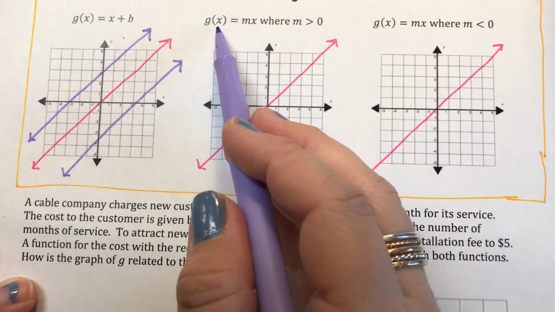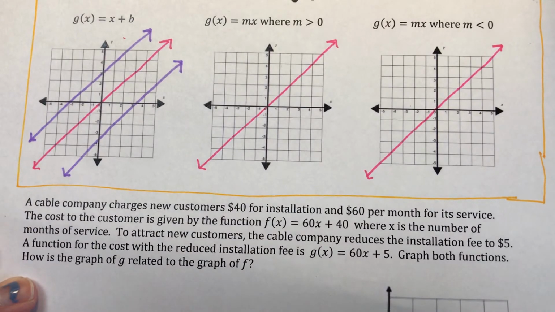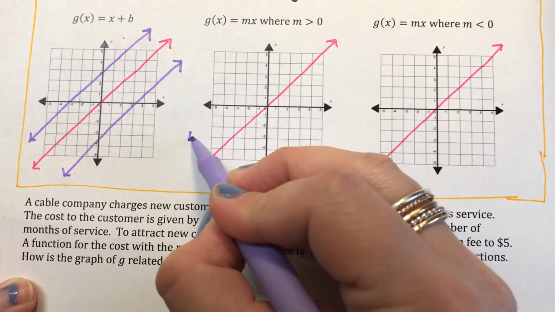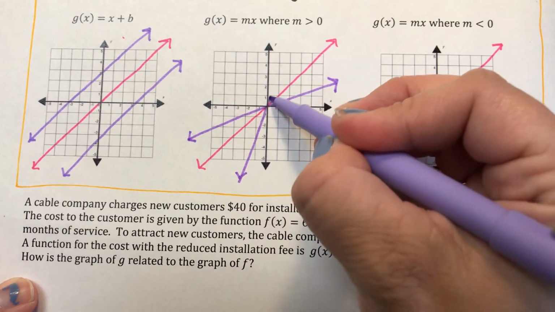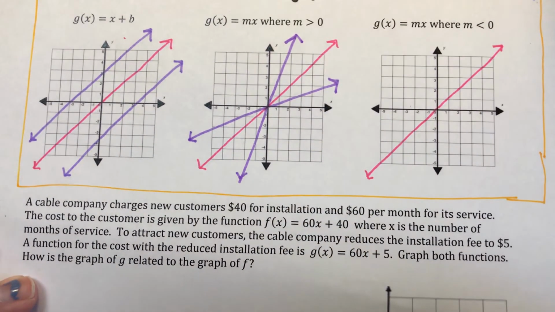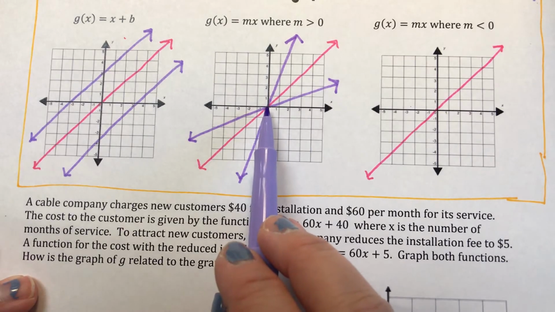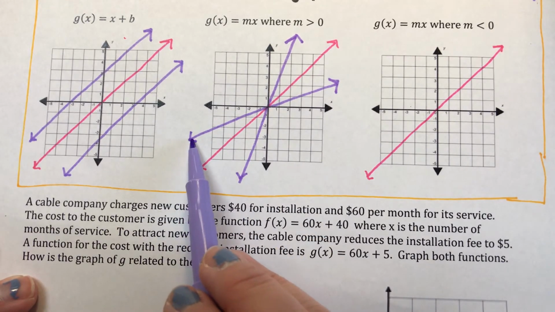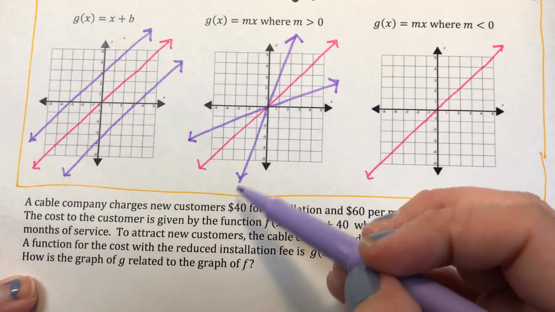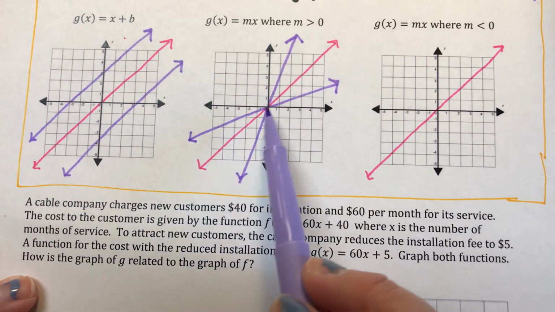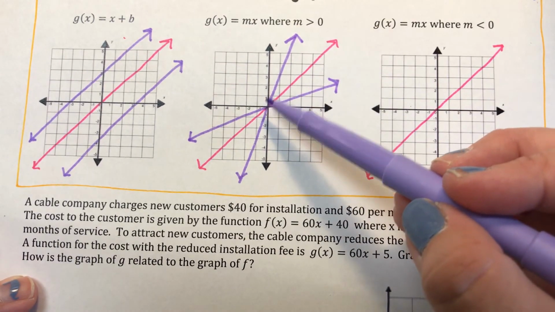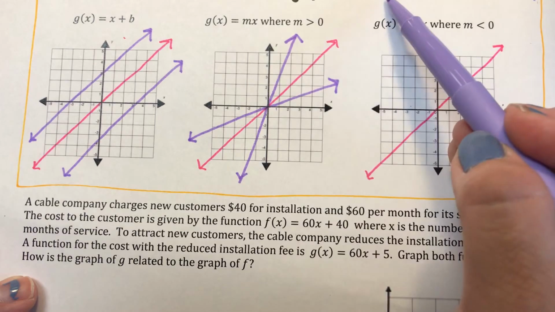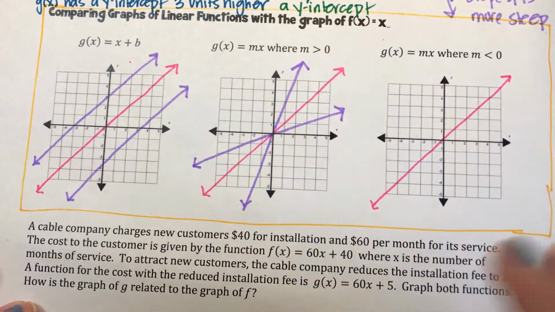Okay, and now if you have g of x equals mx, where m is greater than 0, you could have a line that looks like this. You could have a line that looks like this. But what's happening is that you have the same y-intercept, but your line is going to have a different positive slope, right? They share the intercept because this is just plus 0, and our main parent function is plus 0.